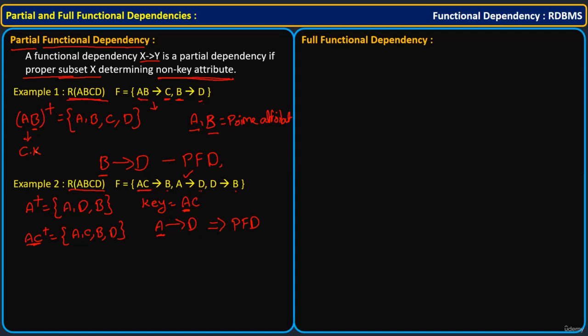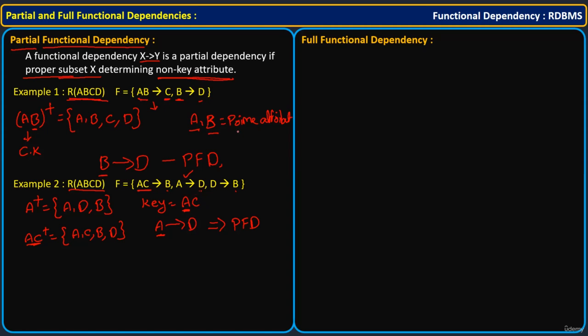First of all, you have to find the key. That is, what candidate key you must identify. And then any proper subset of that candidate key deriving a non-key attribute means that FD is going to become partial.